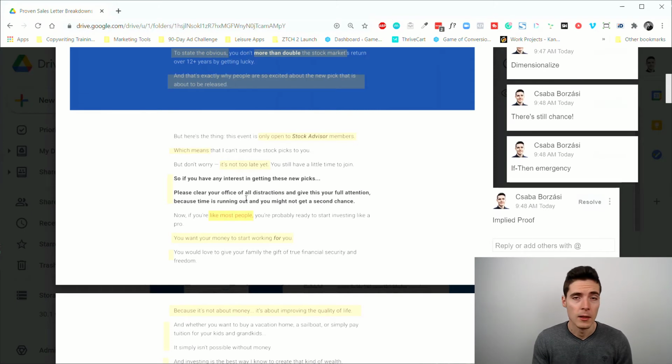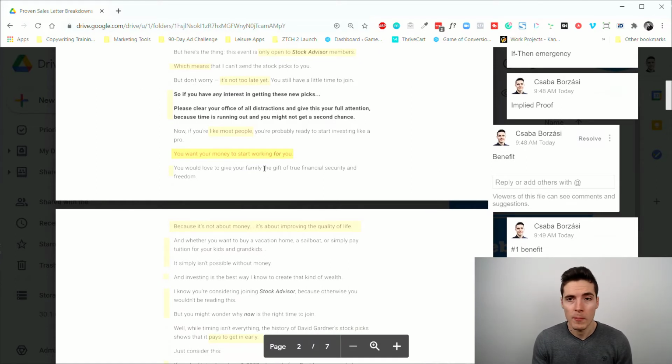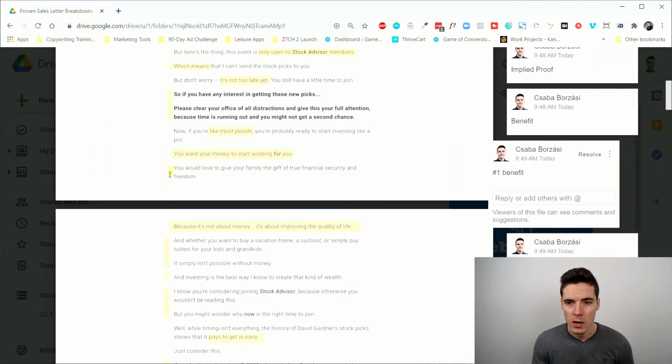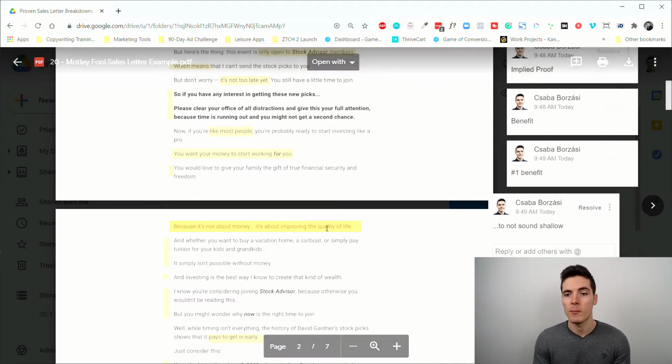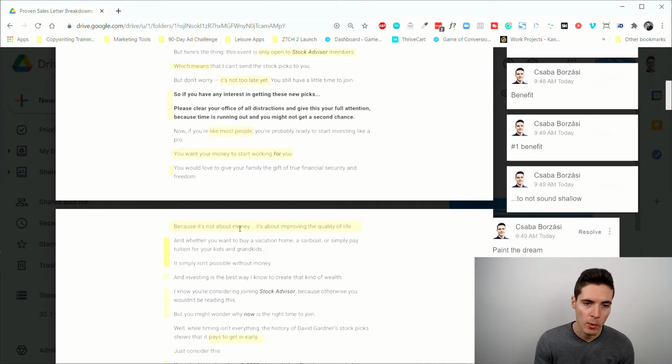Now, if you're like most people, again, this implies some proof. You want to make money work for you. That's what people want as a benefit. But then, very smartly again, the writer dimensionalizes things, and he goes on and on about what this really means, and he paints the picture, paints the dream of what people want. They want to give their family financial security and freedom, and they want to improve their quality of life, and they want to have better vacations, maybe buy a sailboat, or simply pay the tuition for their kids or grandkids, just like that. So that's what dimensionalization means: yes, everybody wants to make more money, but what does that mean? And that's what it means in real life terms.